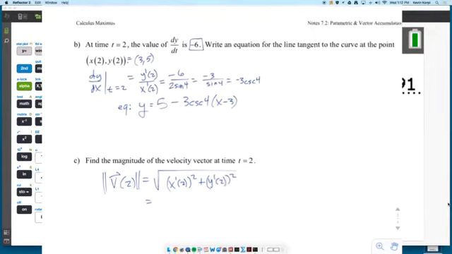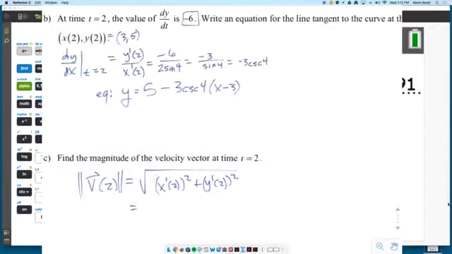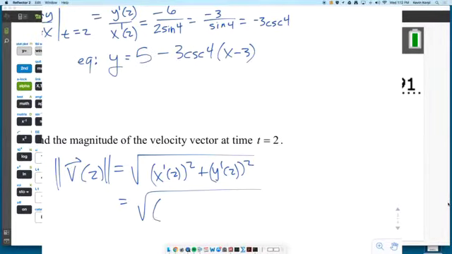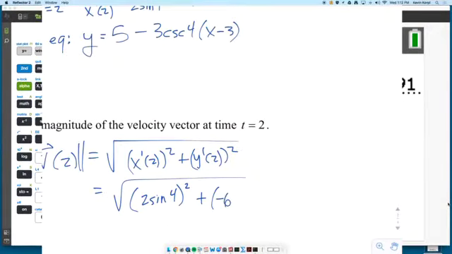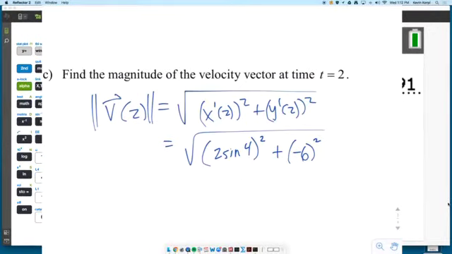And let's see if we have enough of those pieces of information. X prime of 2 squared, I'm just going to go ahead and type that in as 2 sine of 4 squared. Again, that's the exact answer. Plus y prime of 2 is negative 6 squared. Now, if this were a calculator question, do I have to go any farther than that? Nope, that's an exact answer. That's not a very satisfying answer, but it certainly works. You could type it into your calculator and get a 3-decimal approximation if you want.